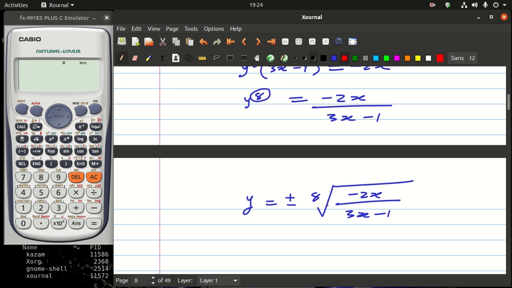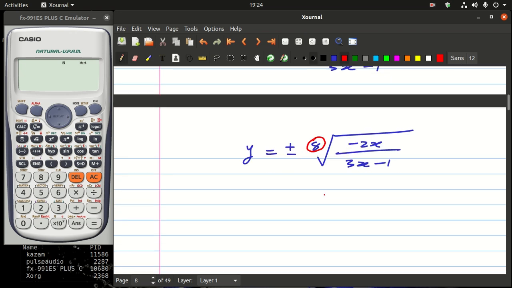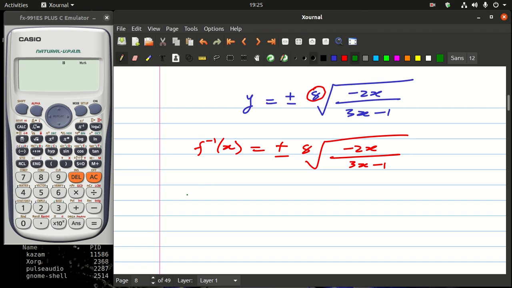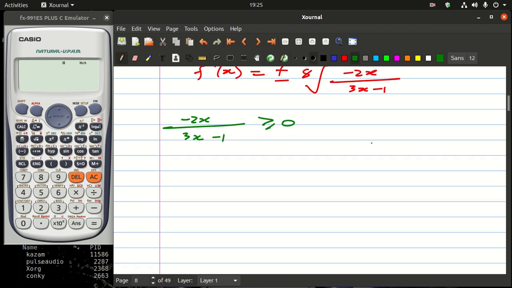For this 8th root, you must know that this is an even number, so this one is only going to be defined if what is inside is greater than or equal to 0. First of all, the inverse, let me write it, is plus or minus the 8th root of minus 2x all over 3x minus 1. So to find the domain of this function, we want minus 2x divided by 3x minus 1 to be greater or equal to 0, because the 8th root of 0 is just 0. So we want it to be greater or equal to 0.